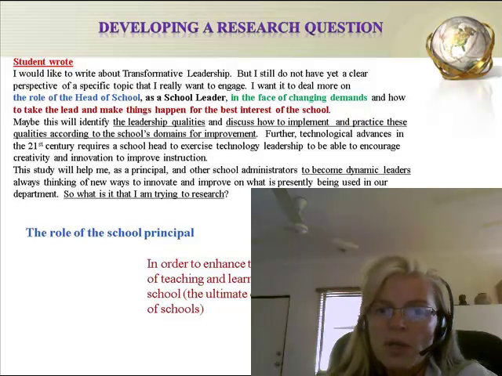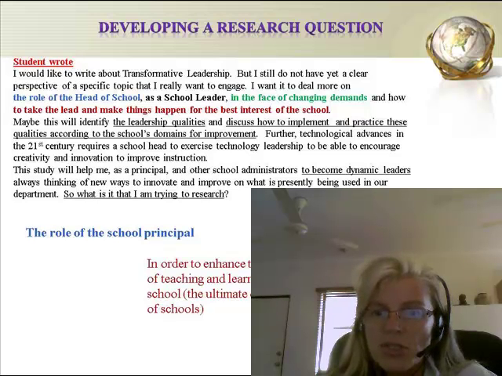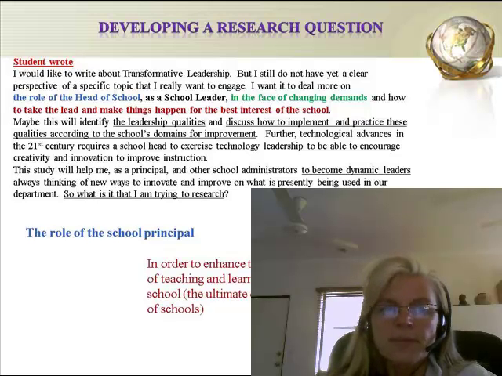He wants to talk about the role of a school principal in managing change, and all of this in order to help school to produce a quality environment in teaching and learning.